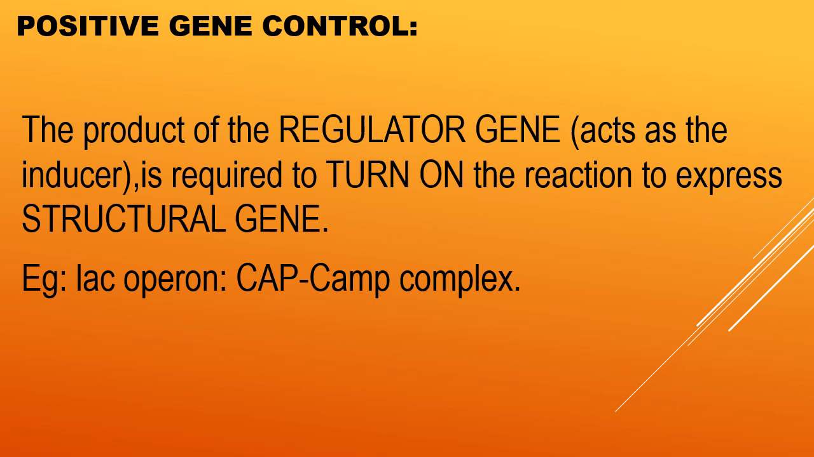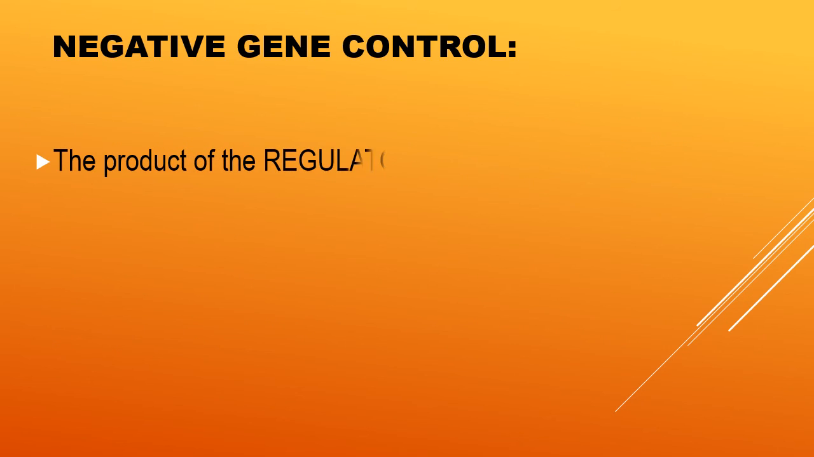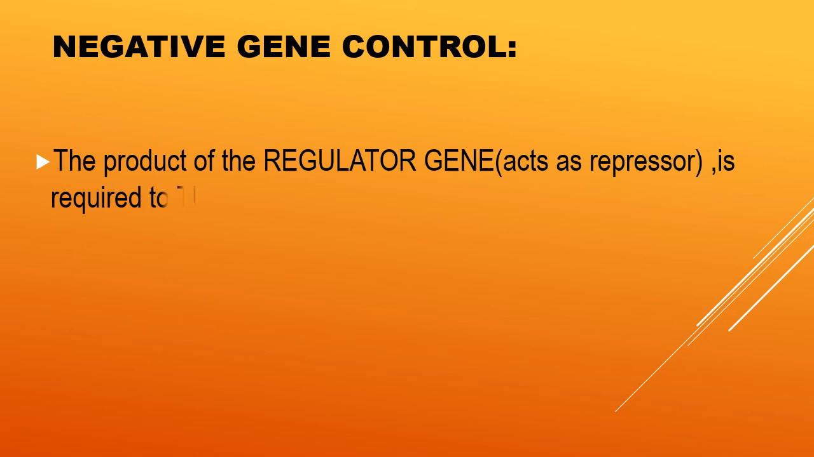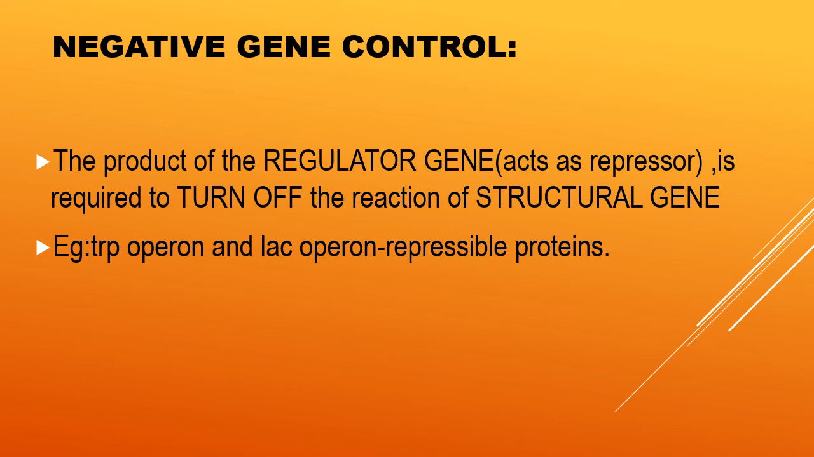Whereas in negative regulation, the product of the regulator gene acts as the repressor, is required to turn off the structural gene reaction itself. For example, in trp operon and lac operon, it is a repressible protein. In lac operon, the I gene will produce the repressor protein continuously, whereas in trp operon, the tryptophan will act as the repressor. The byproduct of tryptophan metabolism will act as the repressor for the reaction itself. So this is known as negative regulation.